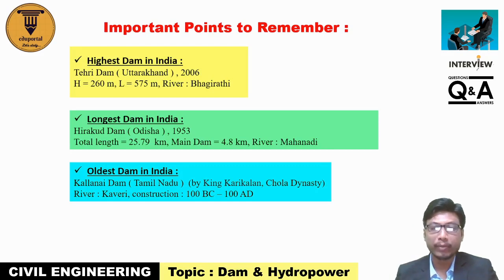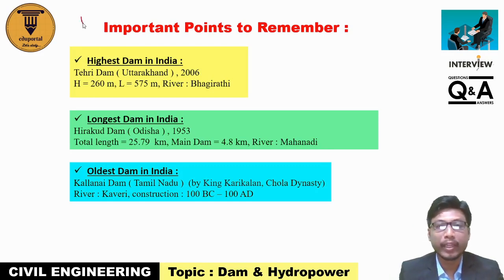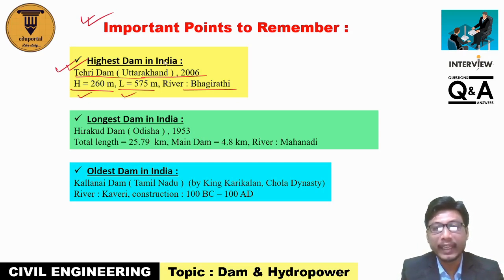Now some important points that you should remember. First of all, the highest dam in India is Tehri Dam in Uttarakhand. You should remember the name, and the height is 260 meter, length 575 meter, on the river Bhagirathi. Not height, length is required, but remember the name Tehri Dam in Uttarakhand and the river Bhagirathi. It is the highest dam in India.